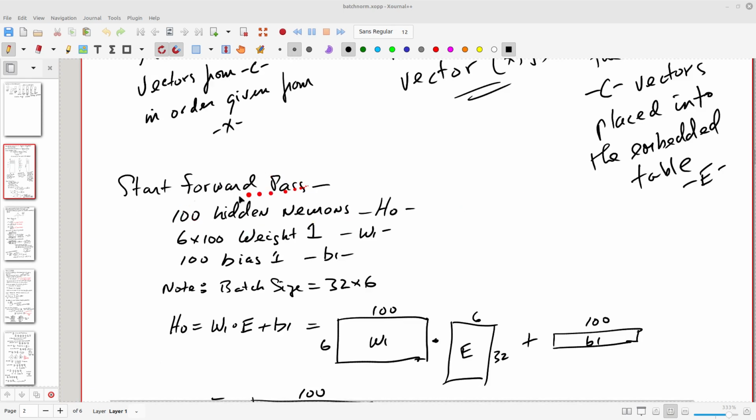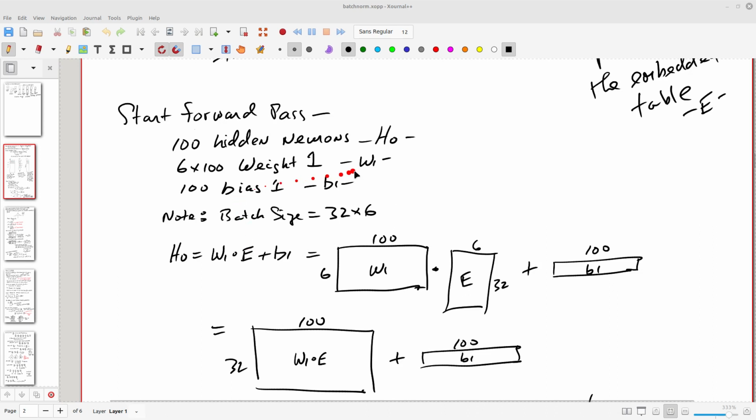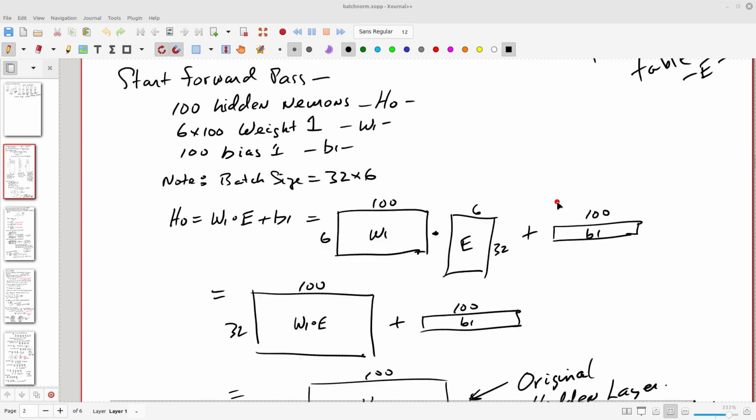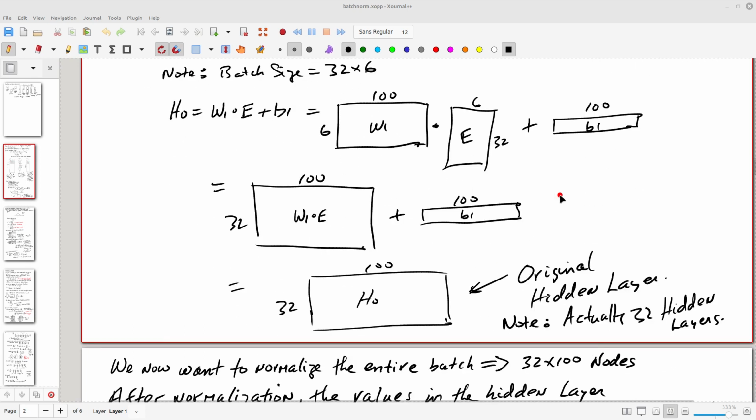So we start our forward pass. So let's say we had 100 hidden neurons, HO. So we end up multiplying, HO equals W1 times E plus B1. So we end up with this kind of pictorial view here. And we end up with HO, which is like 32 by 100 after we do that multiplication and addition.